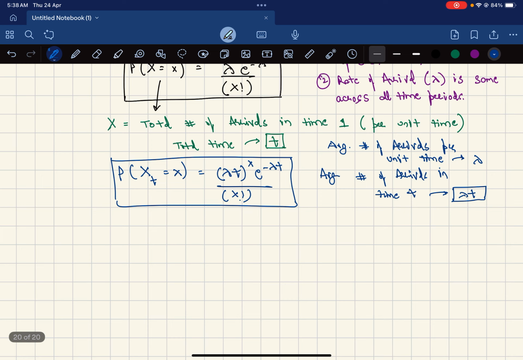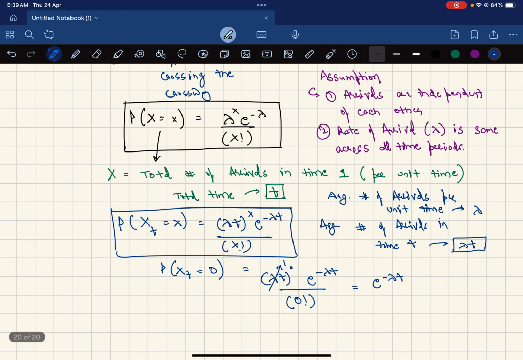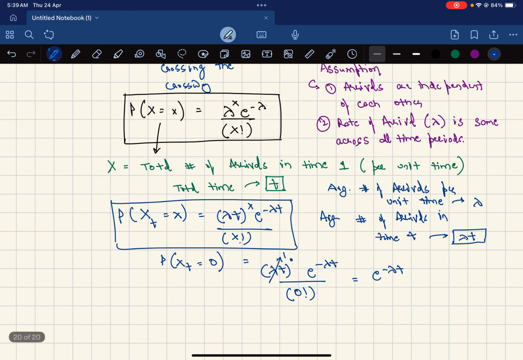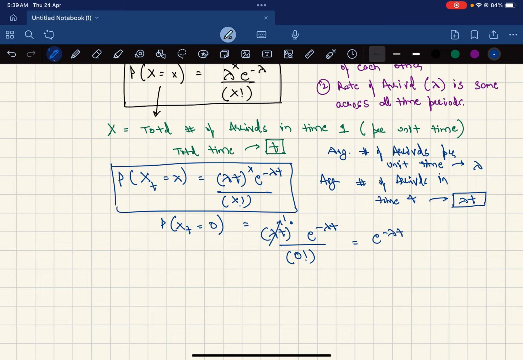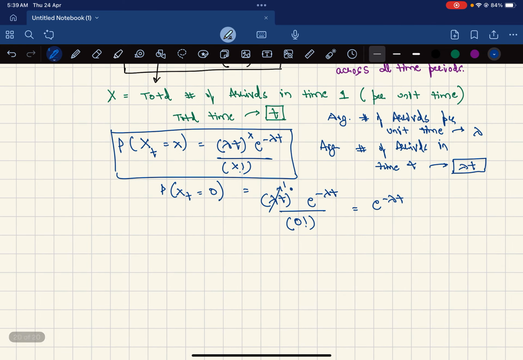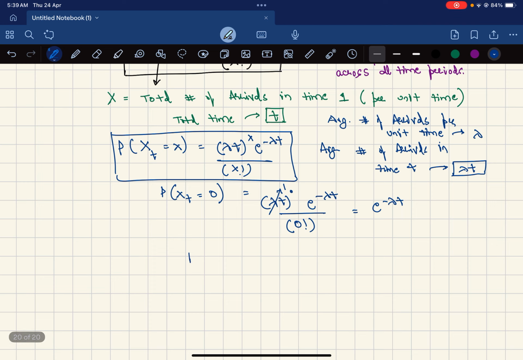Now there are some values that can be derived here. P(X_t = 0), let us say, is given as: the zeroth power of lambda t becomes 1, and e to the power minus lambda t divided by 0 factorial, and 0 factorial is again 1, so this becomes e to the power minus lambda t. Now, since this random variable x is defined as the total number of arrivals in a particular time period, it obviously cannot be negative. So it can only take non-negative integer values. The possible values of x are 0, 1, 2, 3, and so on till infinity.